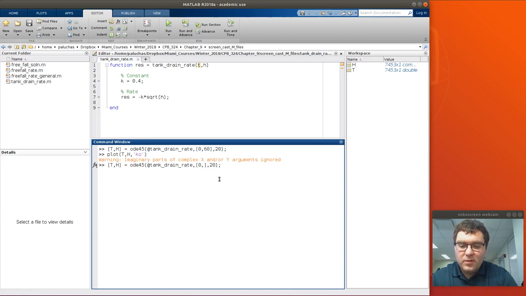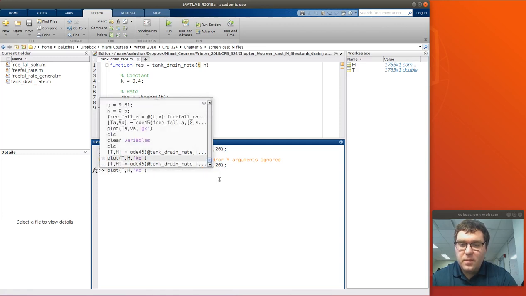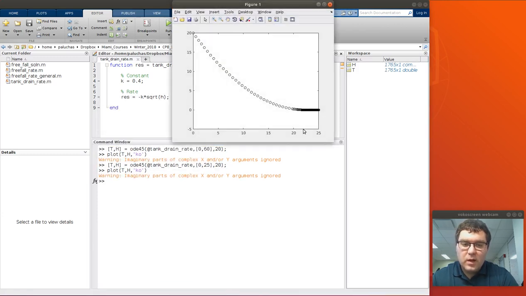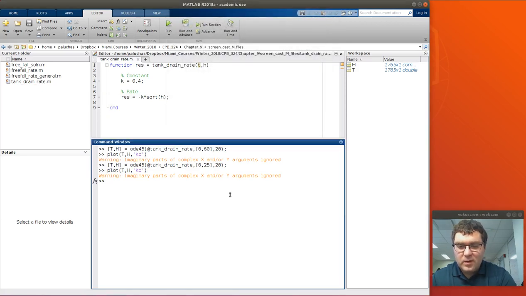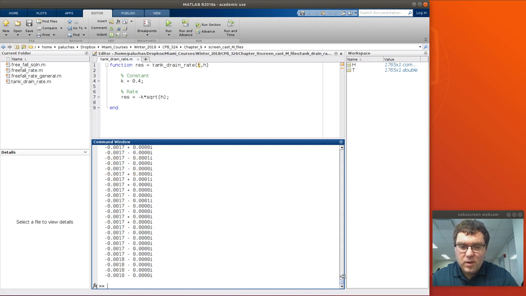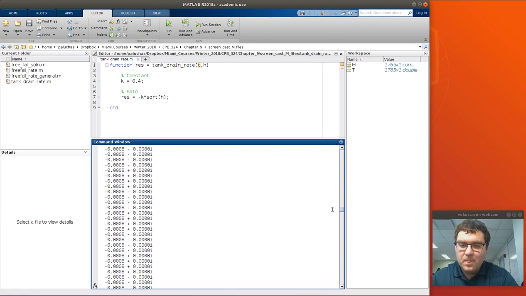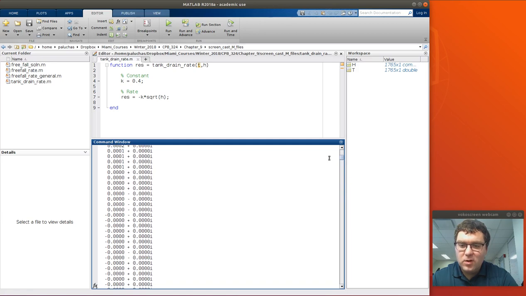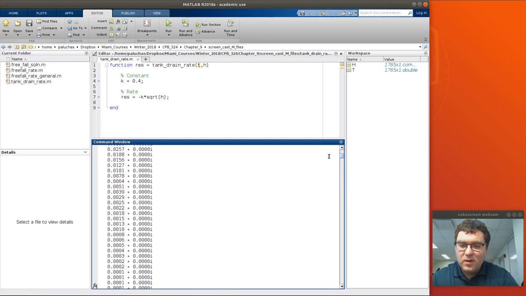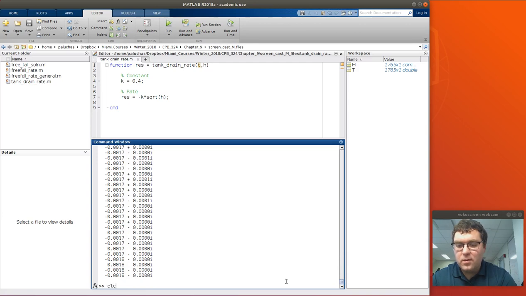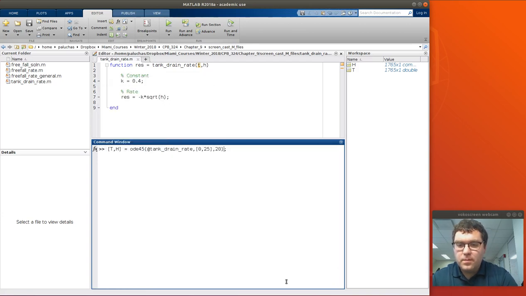From 0 to 25 seconds. And then let's plot again. Same thing. Let's shrink it up. If I look at H, see, towards the end of H, I'm just going way past 0. That's causing issues, and the issue has to be within my differential equation. I have square root of H. So if that number is slightly negative, it's going to cause an imaginary. So let's go 0 to 20 seconds.